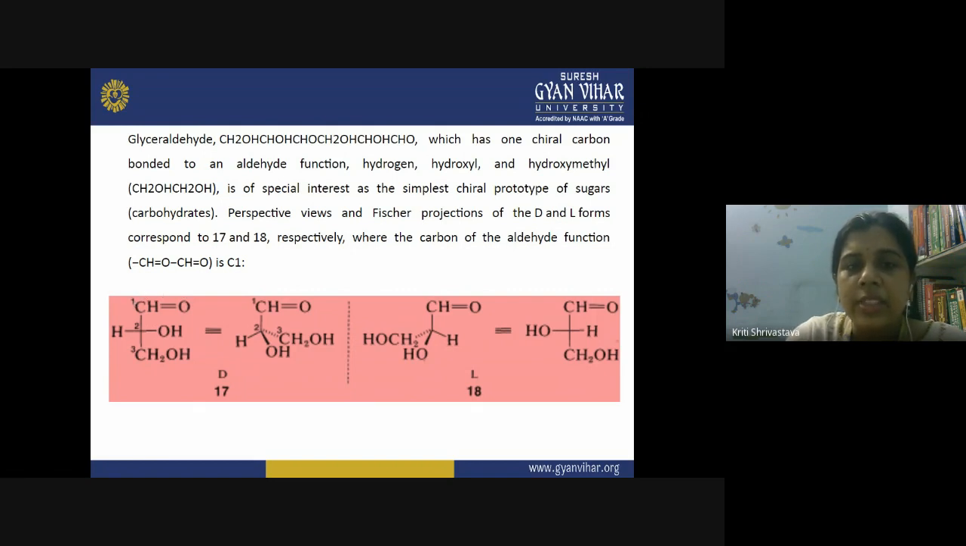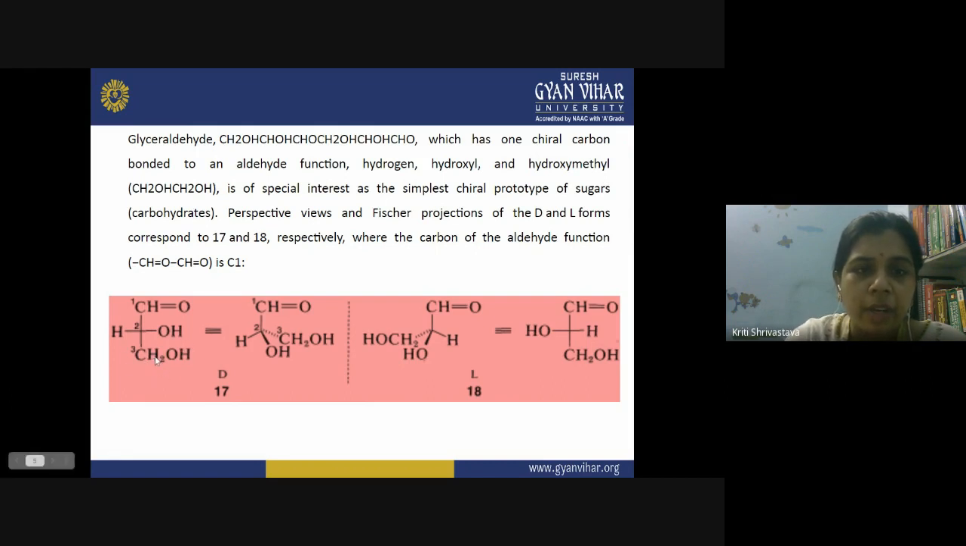Now in glyceraldehyde we have these atoms involved, and when you number them 1, 2, 3, you will get this formula. Now we have to find out the configuration at carbon number 2. It has one chiral atom, which is carbon number 2, bonded to the aldehyde functional group, hydrogen, hydroxyl, and hydroxymethyl. This is your hydroxymethyl group.